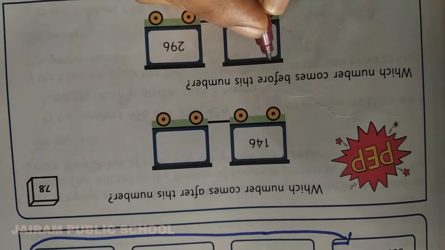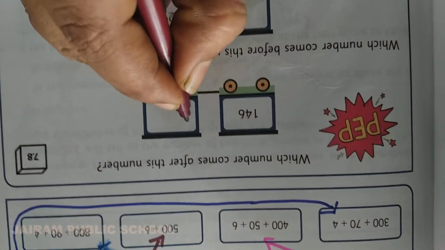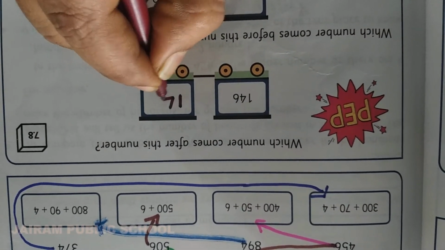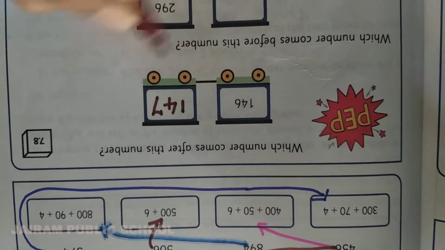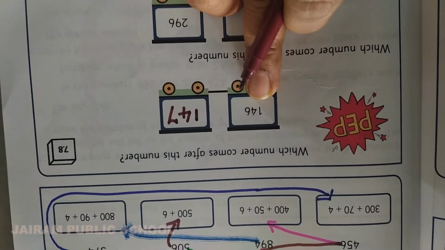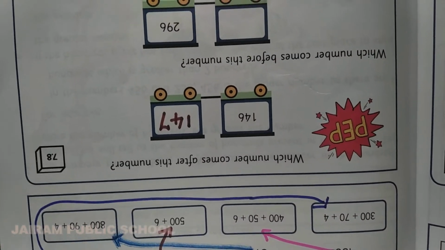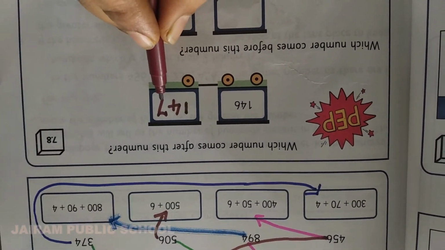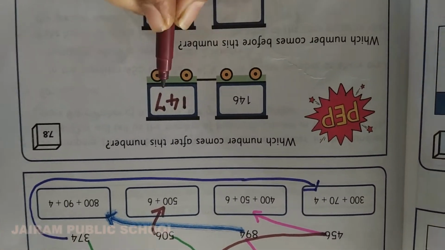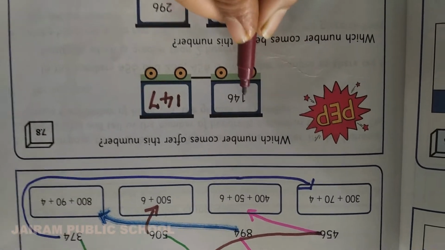Yes, very good, Kana. 147. Yes, you want to write it here. Okay, so the number that comes after this number will be 147. After means after this number. Before means before this number.